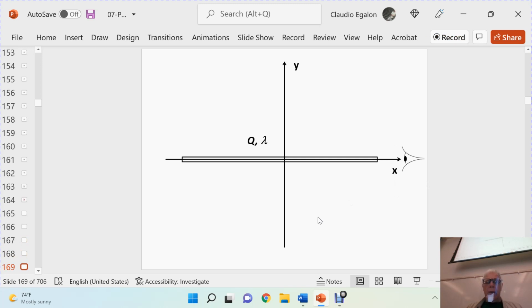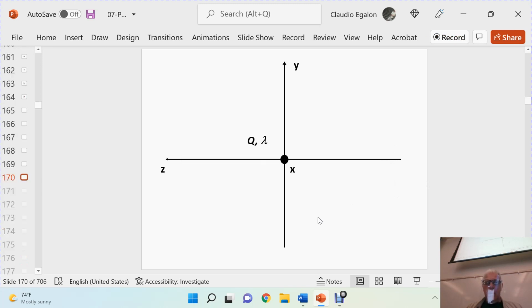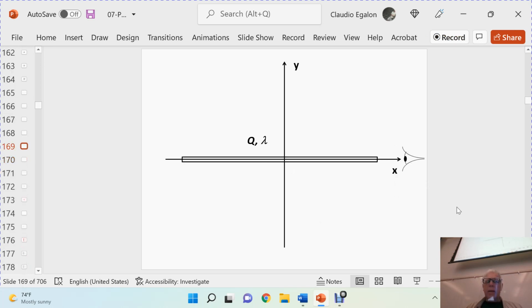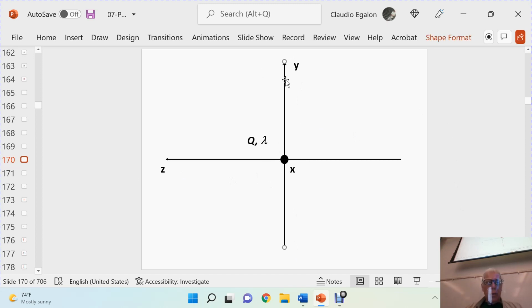Okay, so here you go. Here's the observer, right? The observer is looking along the axis of the rod. If you're looking along the axis of the rod, it's going to look something like that, with the y-axis here, the z-axis here, and the x-axis coming out of the board.